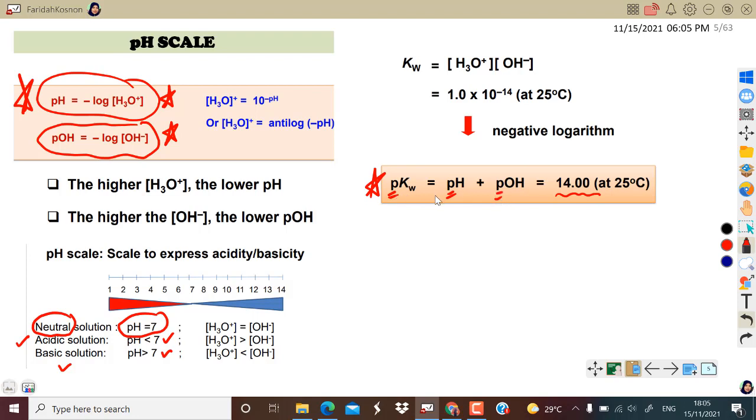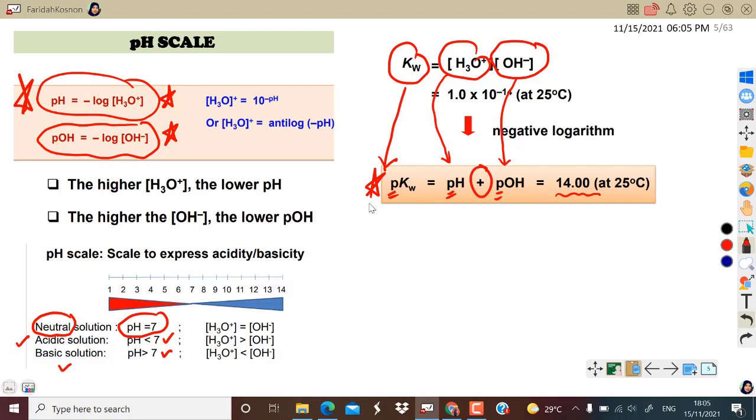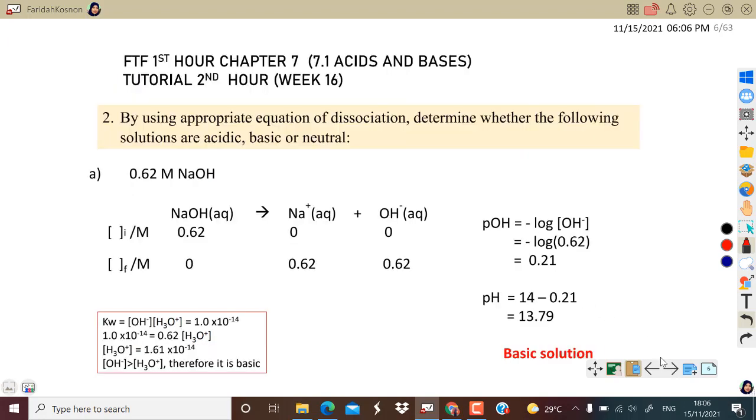Jadi, kalau pKw, maksudnya kita negative log kan Kw. pH, kita negative log kan concentration of hydronium ion. OH minus, kalau kita negative log kan kita akan dapat pOH. Tapi operasi dalam log kan kalau darab kat sini tambah. Jadi ada beberapa formula inilah kita akan guna. Okay, untuk membantu awak faham, let's refer to the next question.